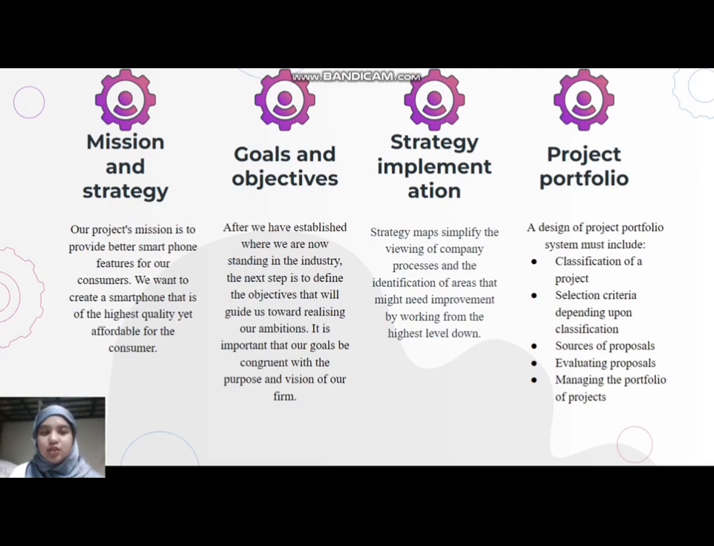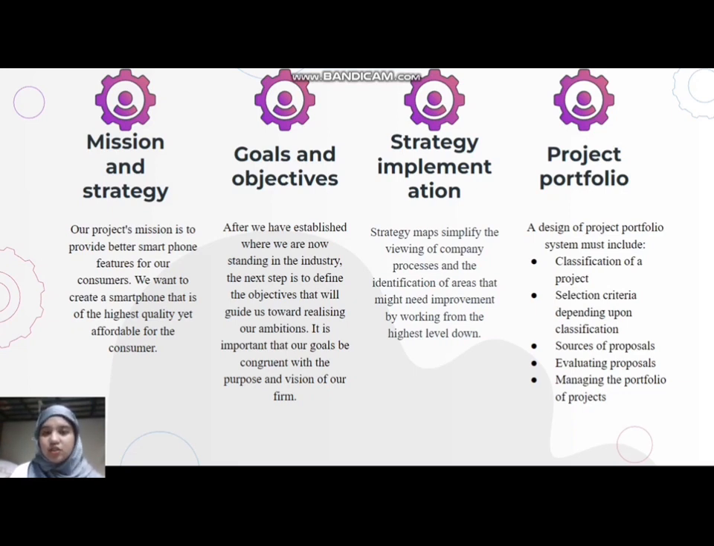So this is the explanation, which starts with the mission and strategy. Our project's mission is to provide better smartphone features for our consumer. We want to create a smartphone that is of the highest quality yet affordable for the consumer. For the goals and objectives, after we establish where we are now standing in the industry, the next step is to define the objectives that will guide us toward realizing our ambitions. It is important that our goals be congruent with the purpose and vision of our firm.